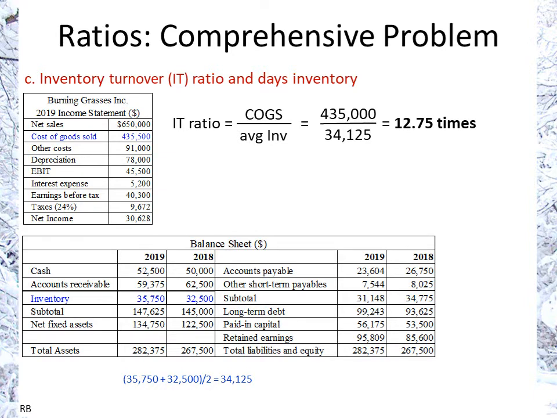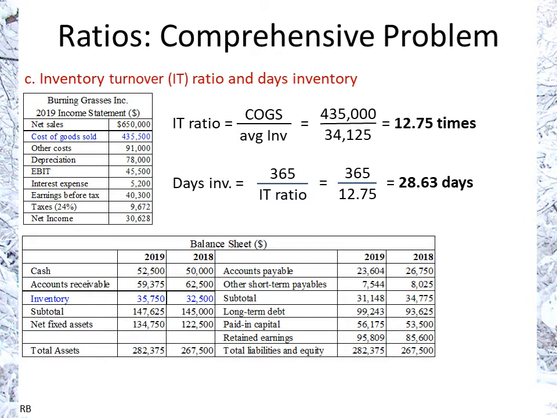That means we're turning the inventory around 12 and almost 13 times a year, which means we're doing it more often than once a month. So their days of inventory will be somewhat less than 1 month. We calculate that by just dividing 365 by the turnover ratio. That's always going to be the case for all of the days figures, and that gives us 365 over 12.75, or just over 28 days.